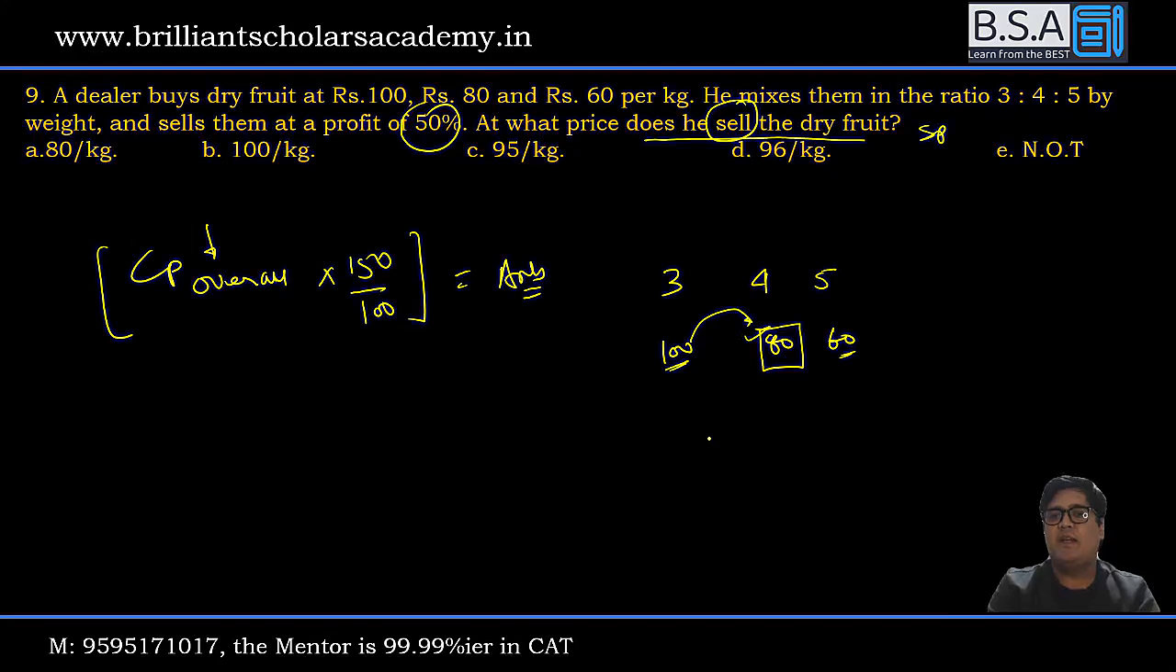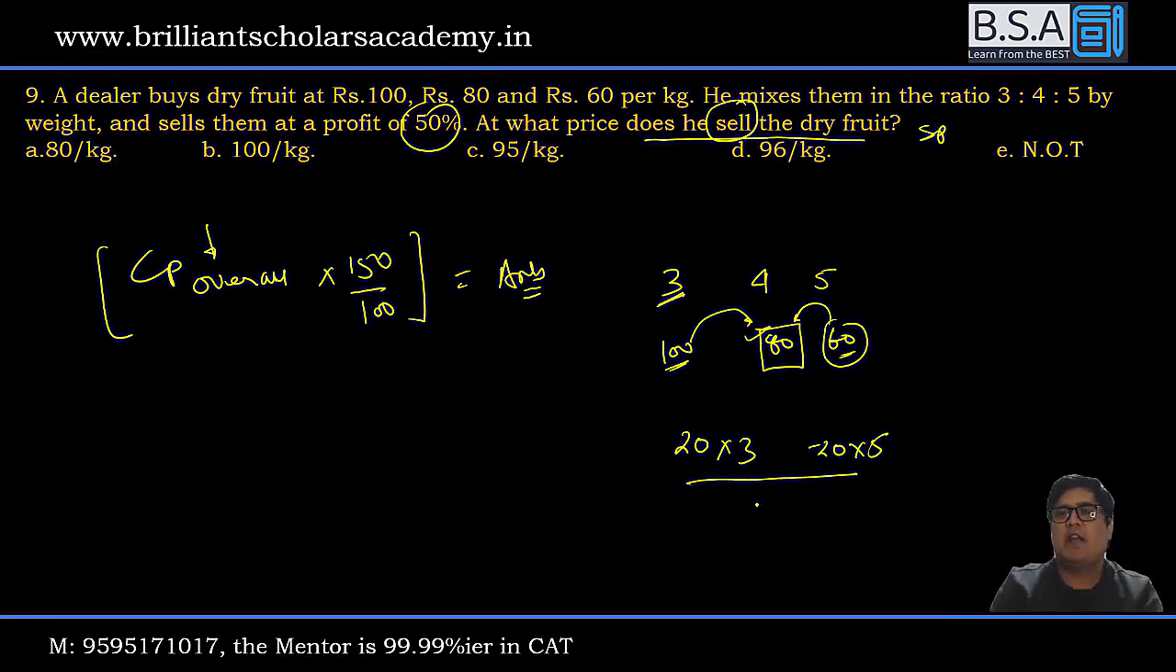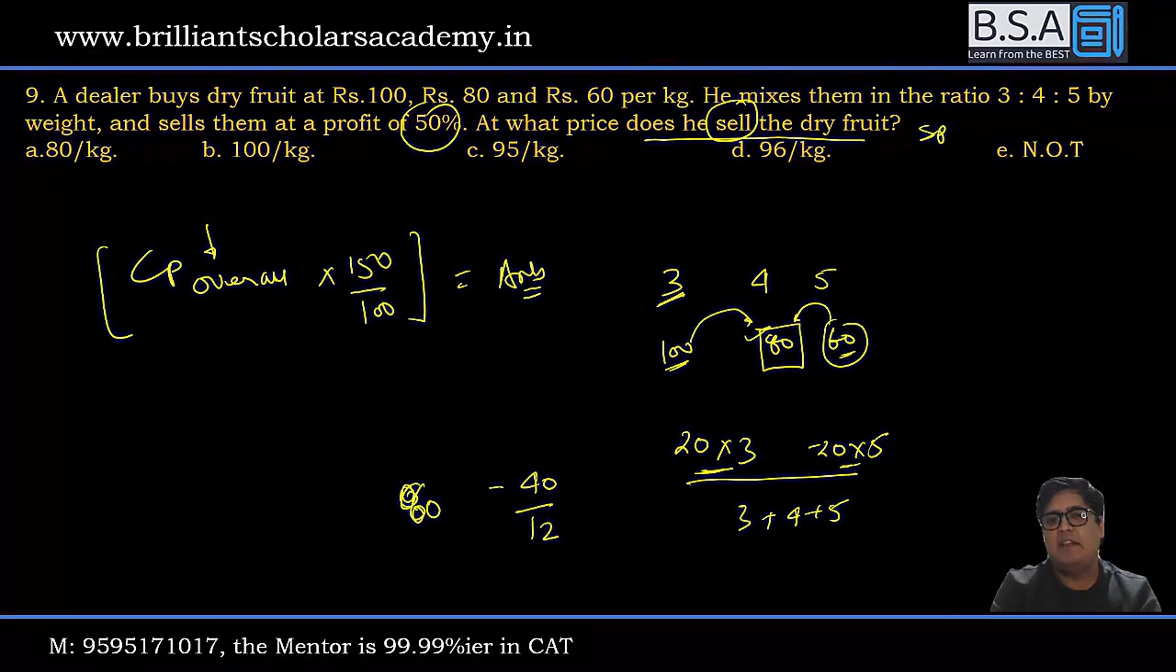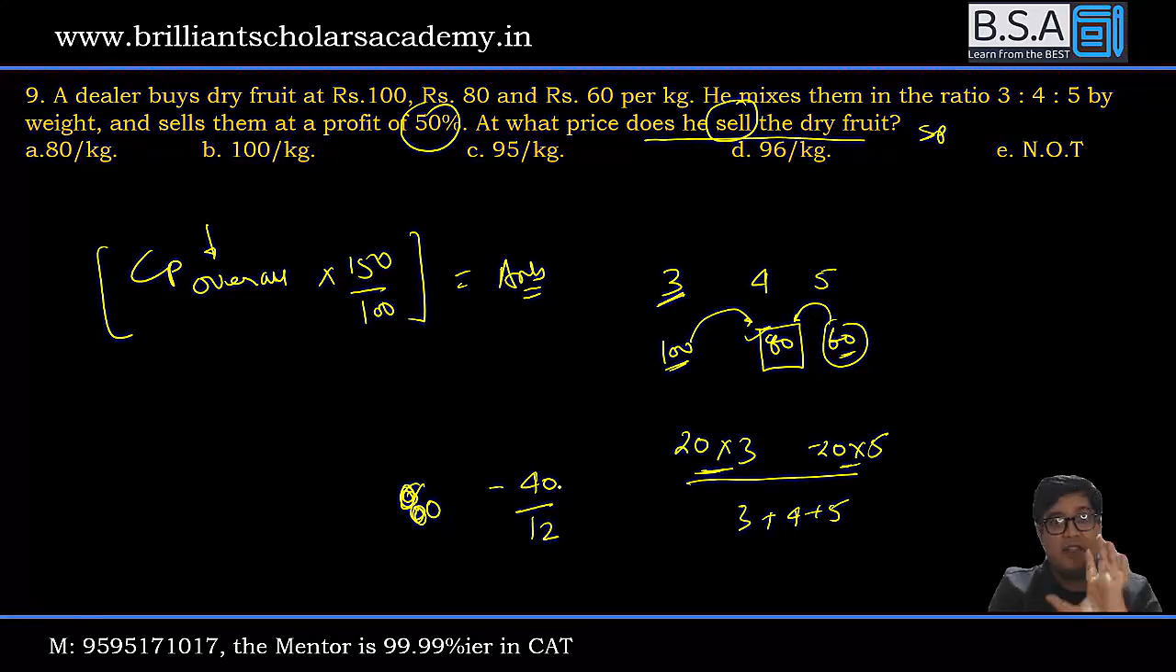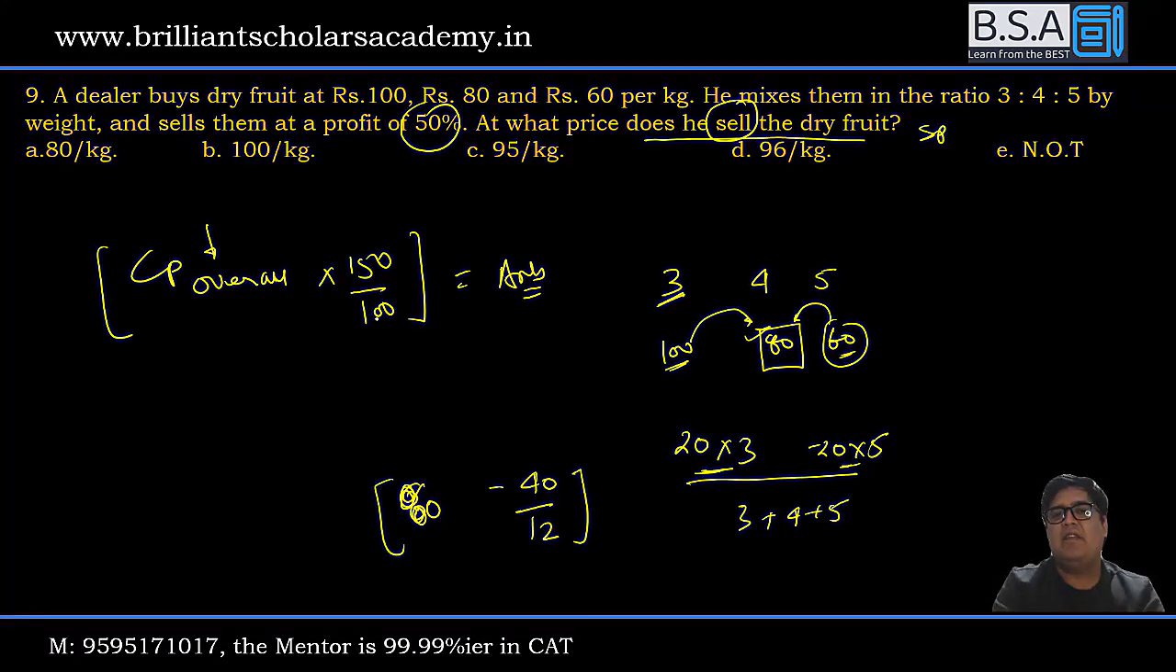This is the highest number, lowest number, numerically middle number. When 100 comes, it brings a profit of 20 rupees, 20 extra. How many kilograms? 3 kilograms. When 60 joins the group, it brings a loss of 20. How many kilograms? 5 kilograms. How many total kilograms do we have? Total kilograms are 3 plus 4 plus 5. This is 60 positive. This is 100 negative. So what I have is minus 40 by 12. The average price is 80 minus 40 by 12, where 80 was the base value. That is cost price. What do we need? We need 50% more.